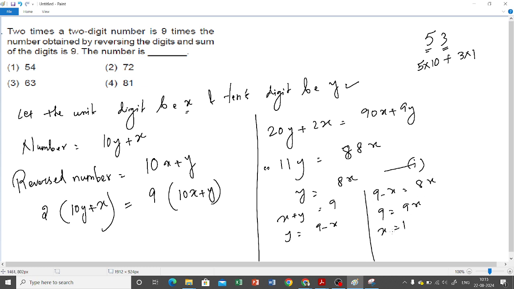So when x equals 1, then y is equal to 8. I have got x, I have got y. So what is going to be the number? The number is going to be 10 into 8 plus 1, that is 81.